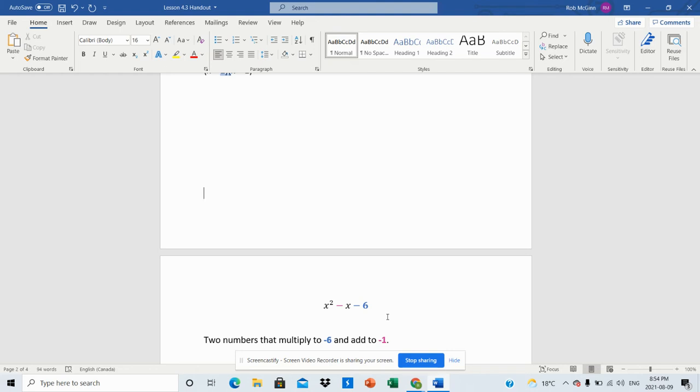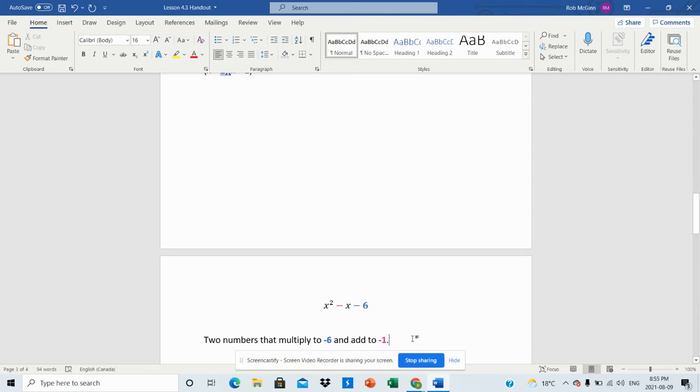So that's not going to work. We could do negative 2 times 3. Negative 2 times 3 will give us negative 6. Negative 2 plus 3 will give us positive 1. Oh, we're close. Not quite there.